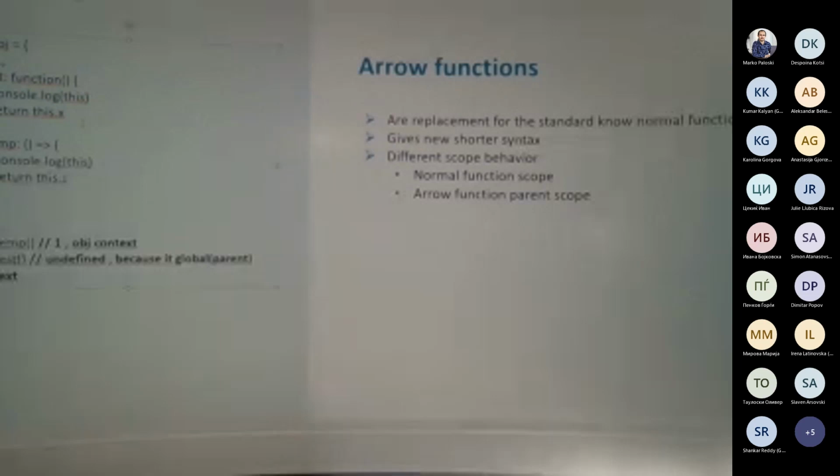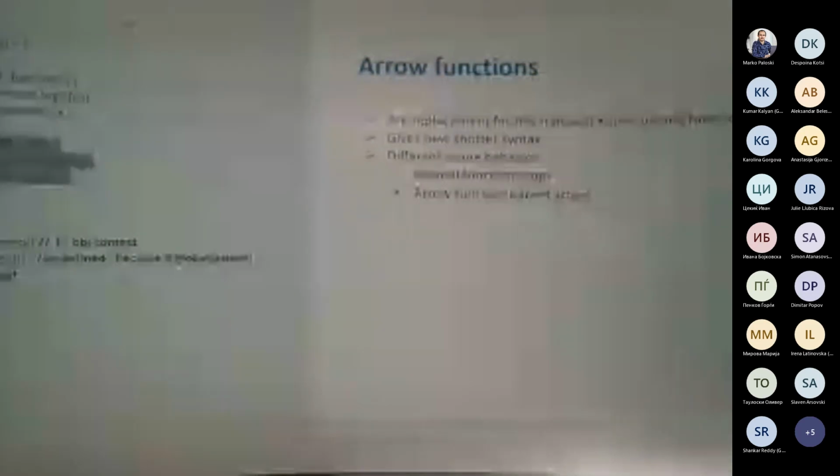And on the other hand, with the arrow functions, there is a difference because they don't create a scope. They're inheriting the scope of the parent context. That means if we have an object which has two functions, one normal function, one arrow function, the normal function will create its own scope, and the arrow function will inherit the global, the parent scope, actually context.